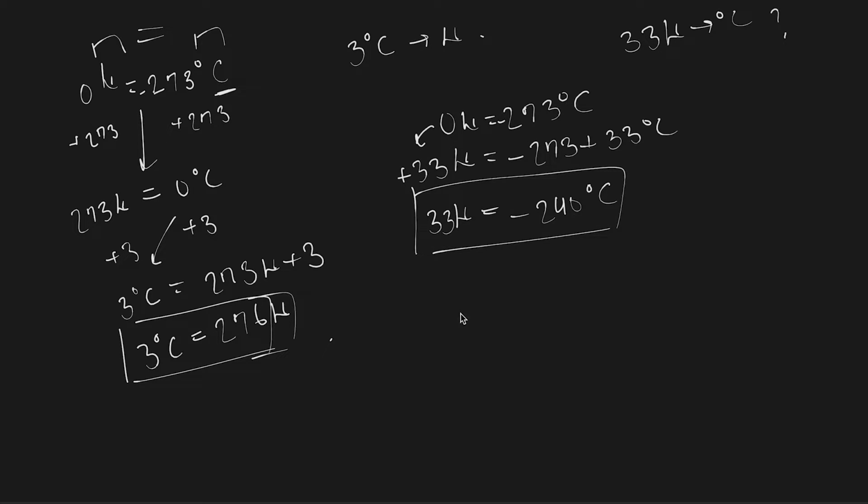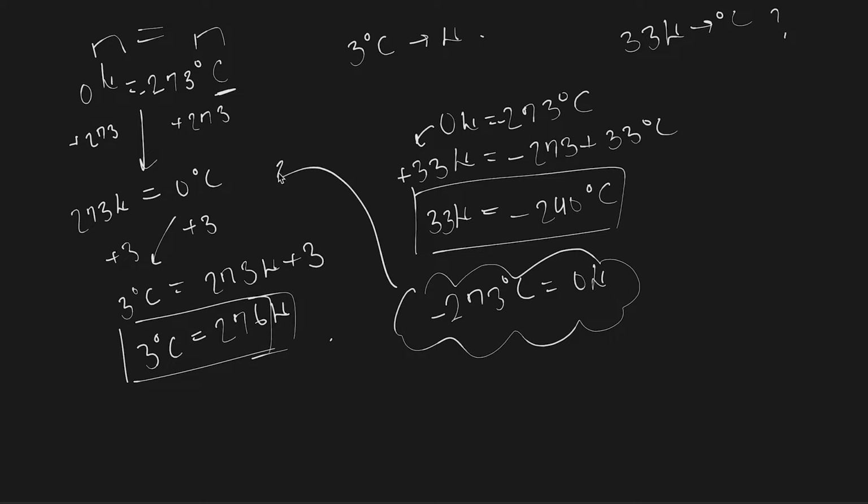All we need to remember is that negative 273 degrees Celsius is equal to 0 Kelvin, or absolute zero. Using just this one equation, we can derive everything else. We can convert anything from Celsius to Kelvin or Kelvin to Celsius, because we can write it in the opposite form, which is 273 Kelvin is equal to 0 degrees Celsius. So memorize either one, whichever makes sense, and you can figure out any of these values.